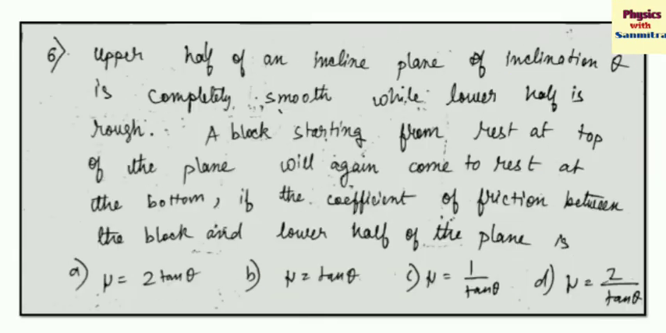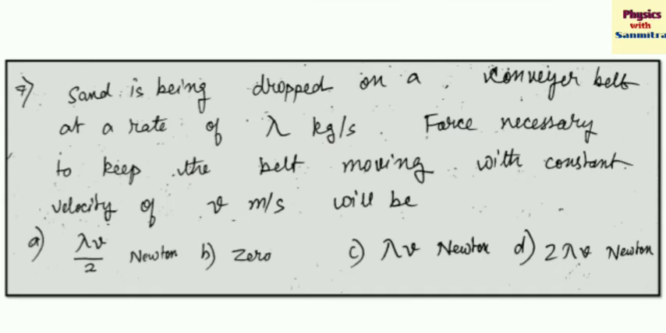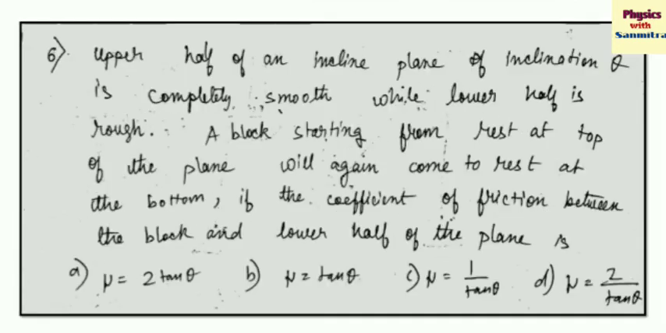Now the next question. Upper half of an inclined plane of inclination theta is completely smooth while the lower half is rough. A block starting from rest at the top of the plane will again come to rest at the bottom if the coefficient of friction between the block and the lower half of the plane is: mu is 2 tan theta, mu is tan theta, mu is 1 by tan theta, and mu is 2 by tan theta. Let's understand what the question is telling. You can pause and read it once again. It's a big question.